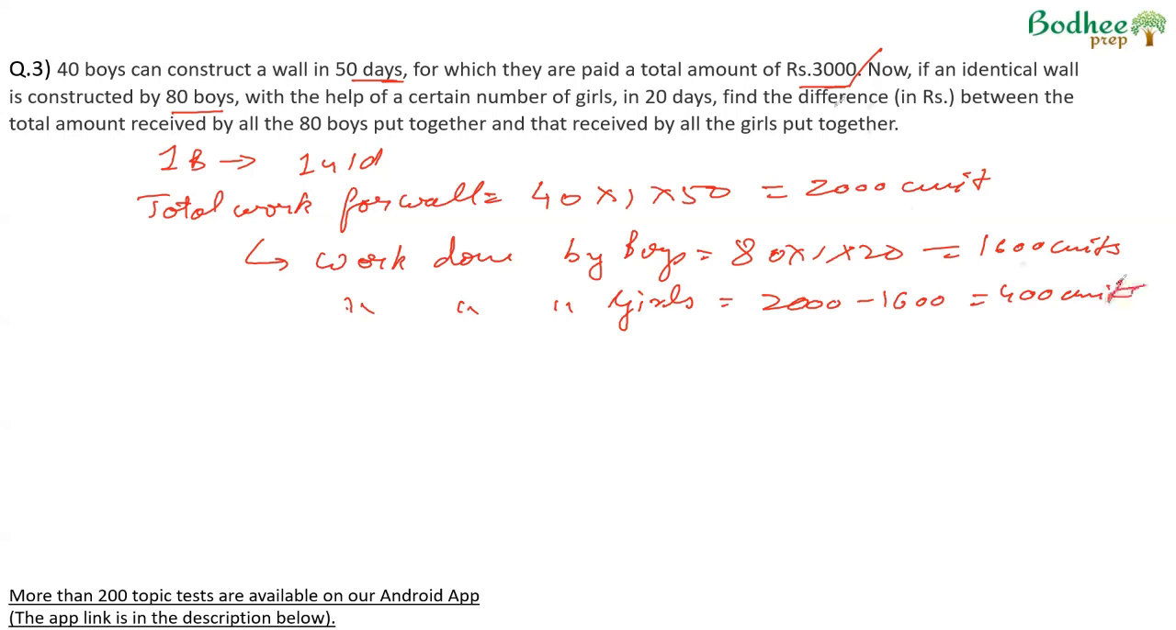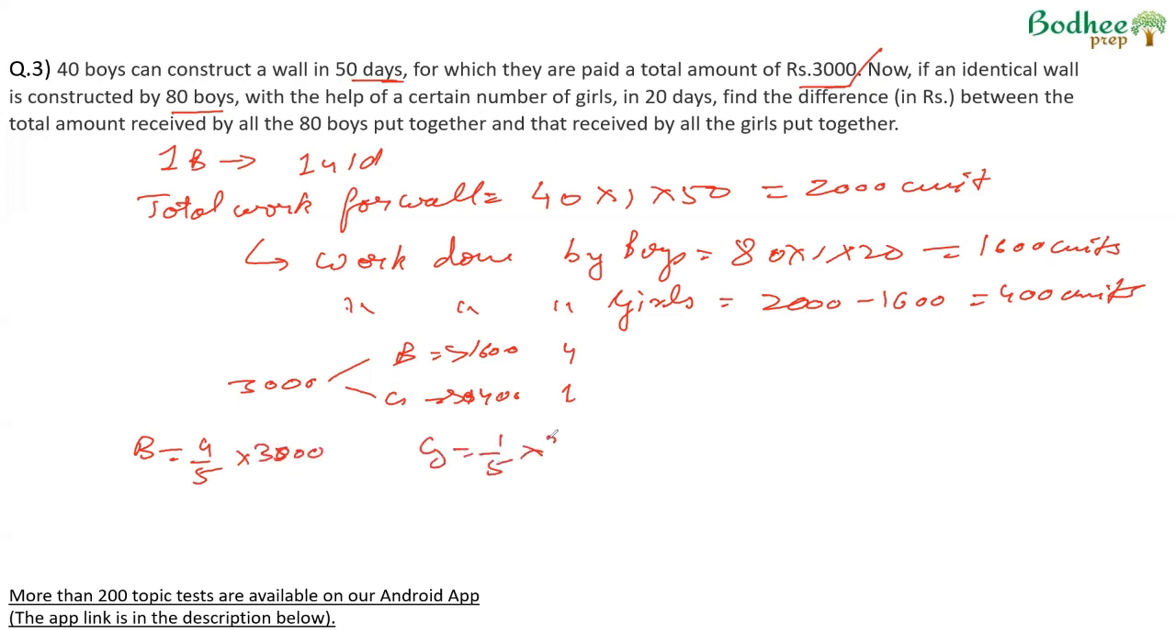Therefore, we can say that the 3000 will be divided amongst boys and girls in the ratio of the work done, that is 1600 is to 400, or 4 is to 1. Amount received by the 80 boys put together will be 4 by 5 of 3000. Girls will get 1 by 5 of 3000.